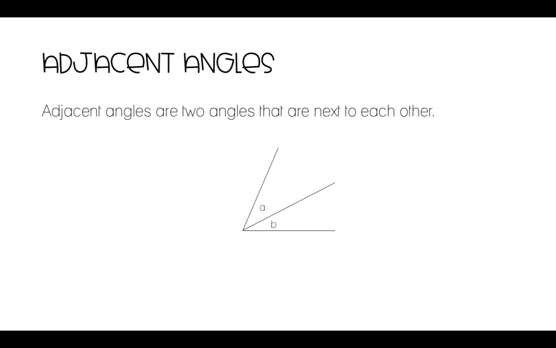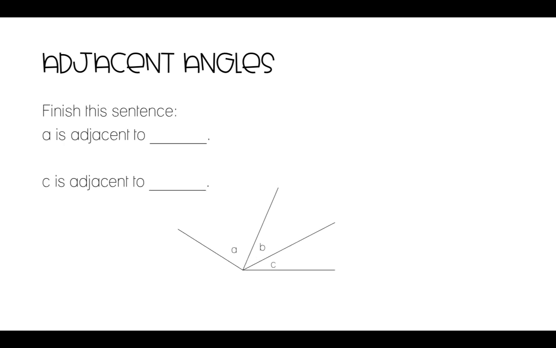Now, adjacent angles. This is important to know so that when we say which angle is adjacent to A, we're able to work that out. So it's a type of language. Adjacent angles are two angles that are directly next to each other, so they share an arm. So A and B share this arm here, so they are adjacent angles. Finish this sentence: A is adjacent to B because A is next to B, and C is adjacent to B as well, so it's next to B.